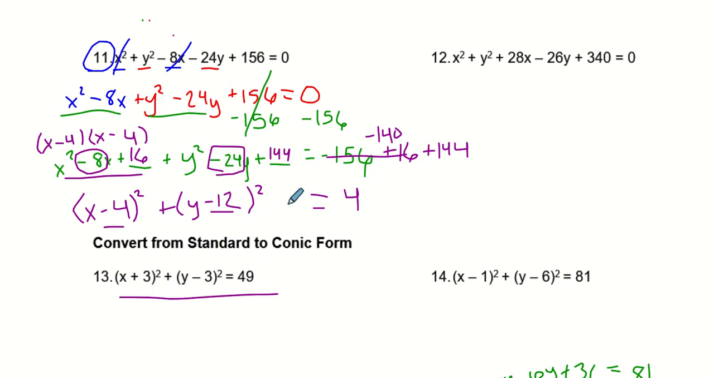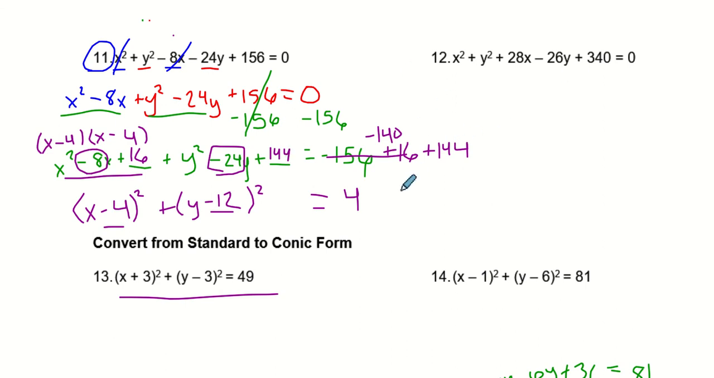So the gist of this is put the x's and y's together, move the constant, complete the square, and again, completing the square, you take half of this and square it. Notice this is always going to be a positive number, so plus 16 plus 144. Half of negative 8 is negative 4. Negative 4 squared is still positive 16, so we add that to both sides. Half of negative 24 is negative 12. Negative 12 squared is 144, so we add that to both sides.